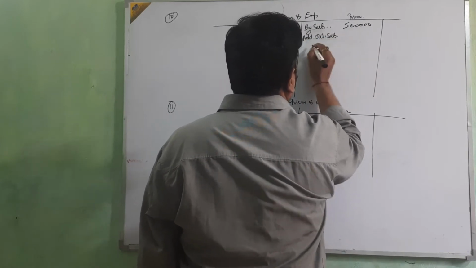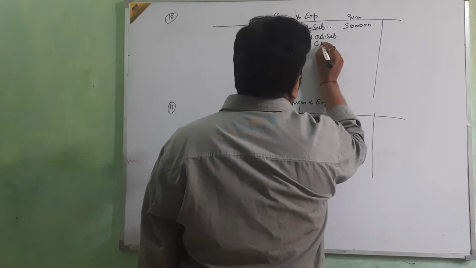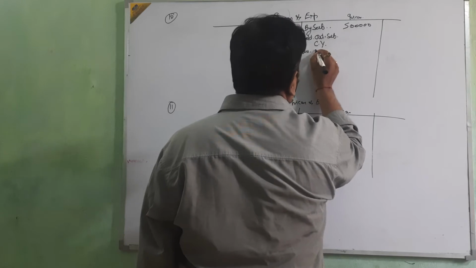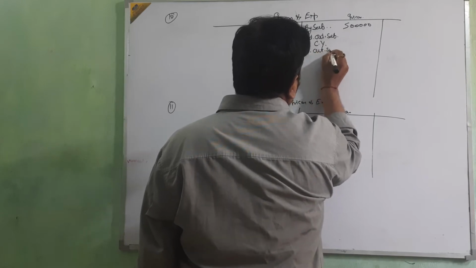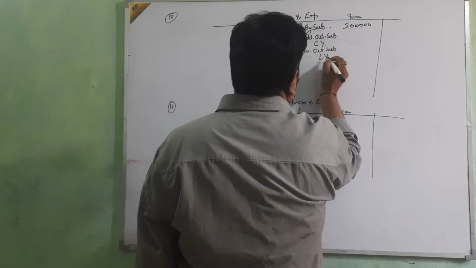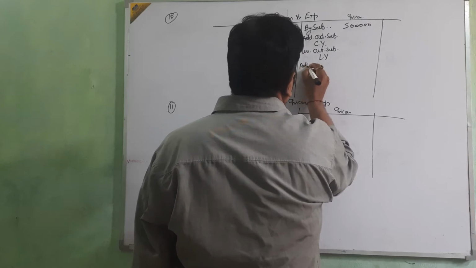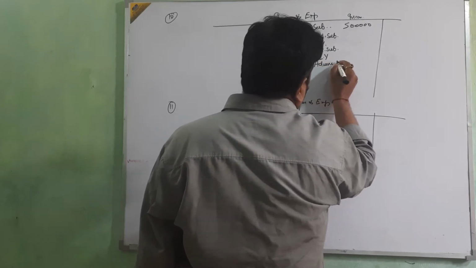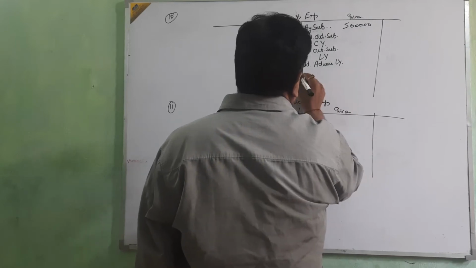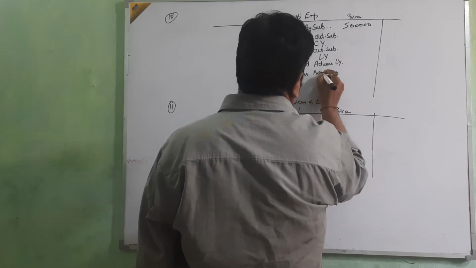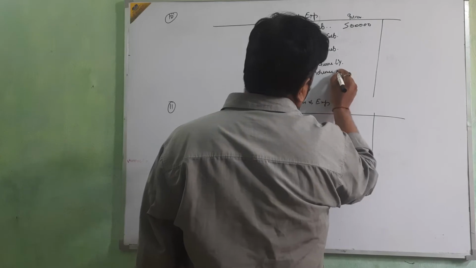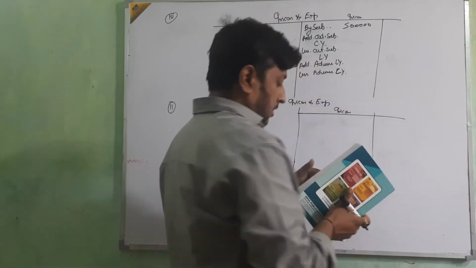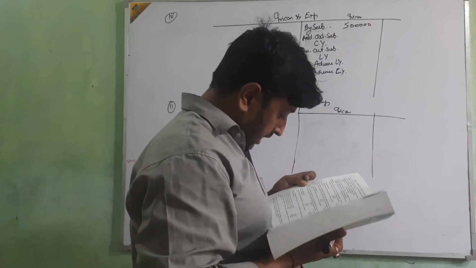outstanding subscription current year, less outstanding subscription last year, then add advance last year, less advance current year. Okay, now put the value here.